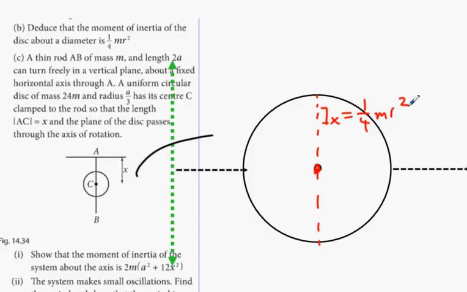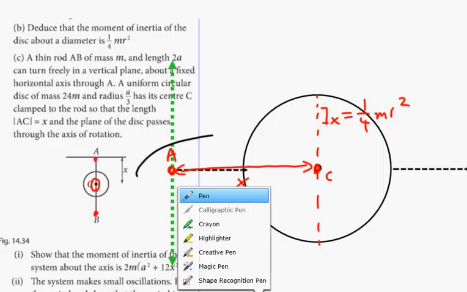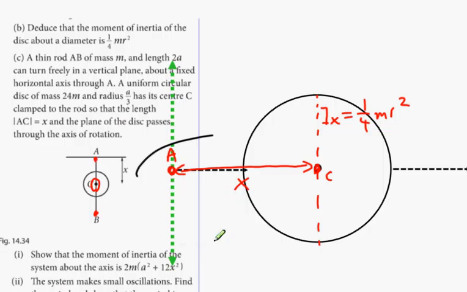Now, what we're going to do is, first of all, we're going to talk about the point A. The center of gravity of the disk is the distance x from the board. That does not mean it's the midpoint of A to B. There's no proof of that. There's no language to suggest that it's the midpoint of AB in any of the question.